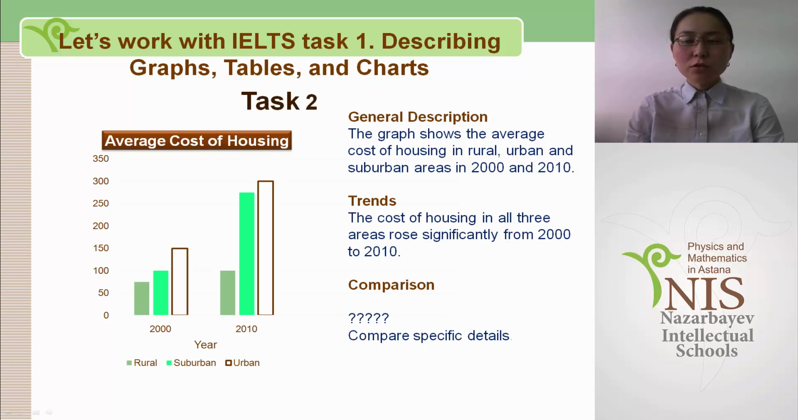This bar chart shows the average cost of housing in rural, urban and suburban areas in 2000 and 2010. If we look at the general trend of this bar chart, we can see that the cost of housing in all three areas rose significantly from 2000 to 2010. But what about comparison? Can you compare some specific details in this diagram?